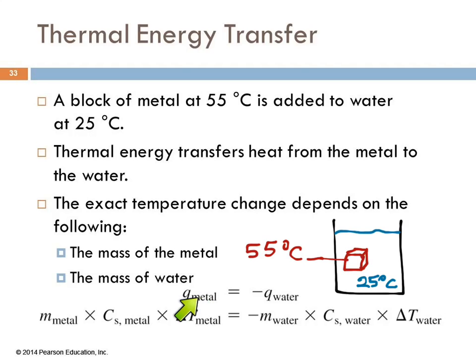Well, what does Q equal? Q is mc delta T. The mass times the specific heat capacity times the change in temperature. So this for the metal must equal and be opposite in sign to the mass of the water, the specific heat capacity of the water, and the change in temperature of the water. This allows us to measure the transfer of heat because we can measure the temperature change of the water with a thermometer. It's really easy to do. And from that, we can figure out things like what the specific heat capacity of the metal is.